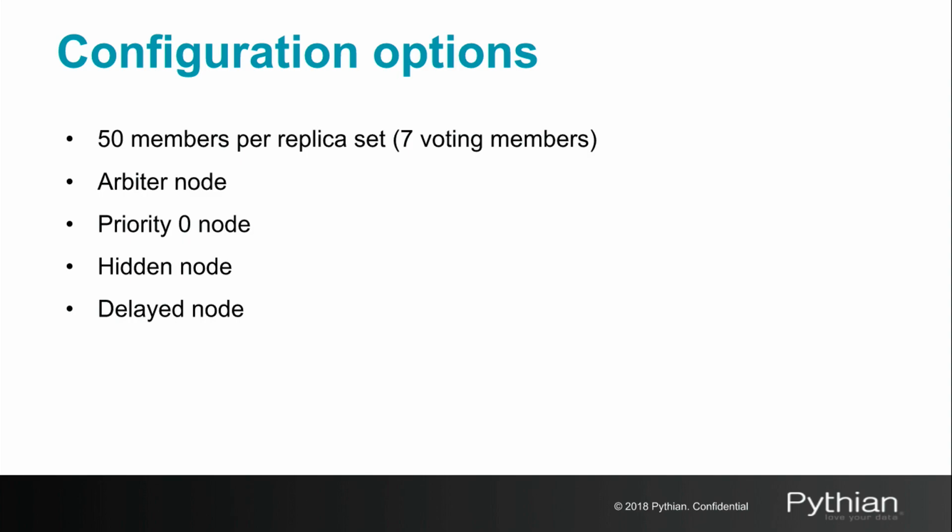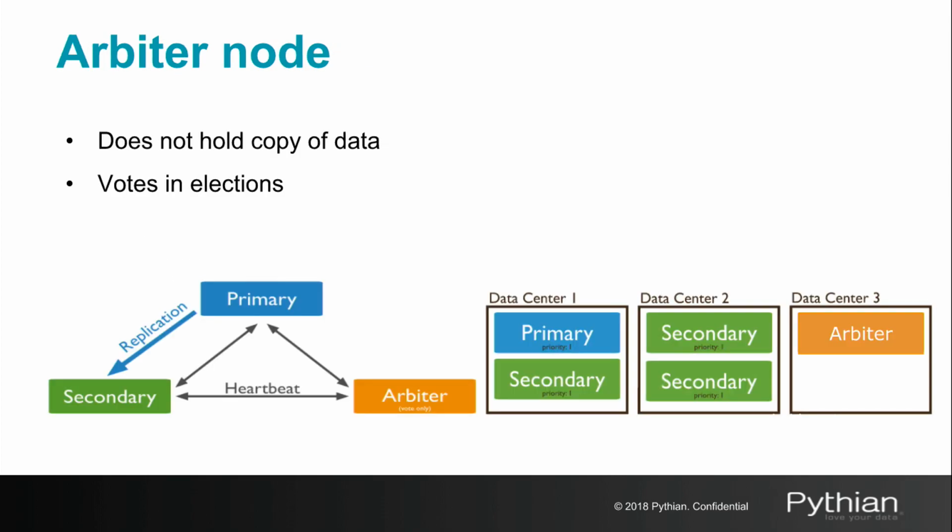Some of the configuration options for replica sets are that we can have a maximum of 50 members per replica set. 7 of those can be voting members, which means that in case a primary node goes down, those 7 nodes start an election and will elect a new primary node. There can be an arbiter node, priority 0 node, hidden node, and delayed node.